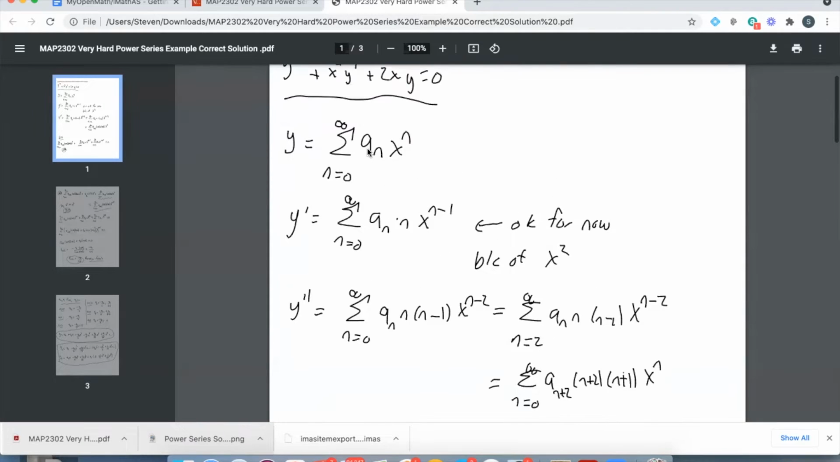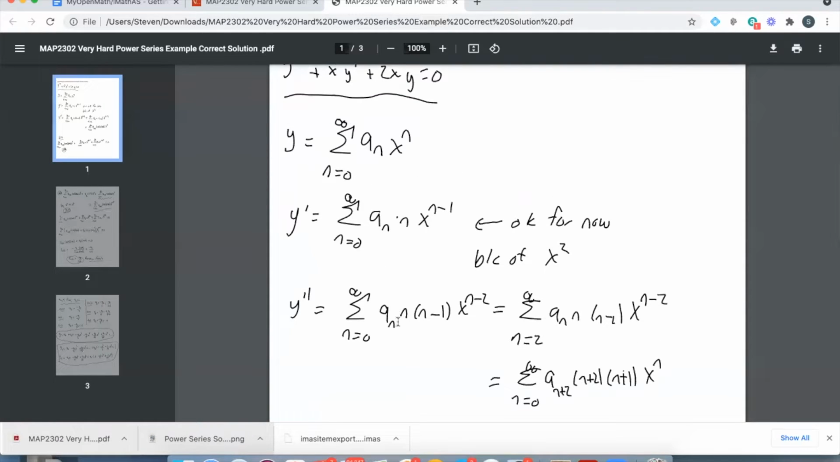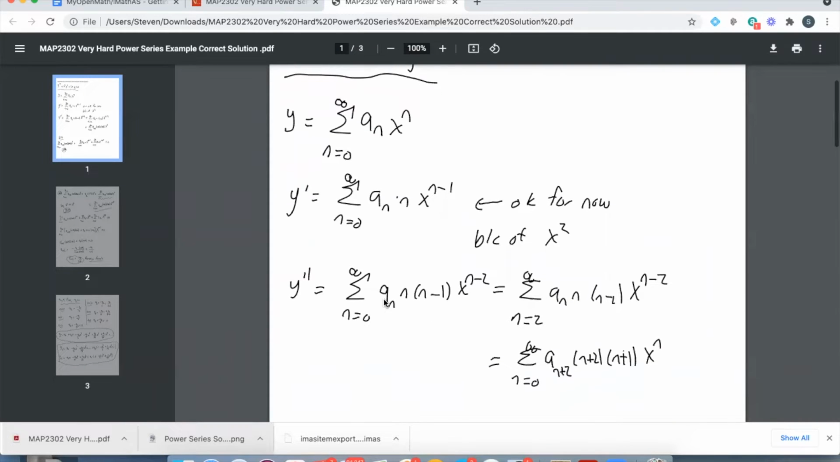Okay, we take the second derivative. We get this, same thing we get every time. And then for the reasons I was just saying, the n equals 0 term is 0, the n equals 1 term is 0. I can just ignore both of those and say, well, we really start at 2. So these two literally say the same thing because the first two were 0.